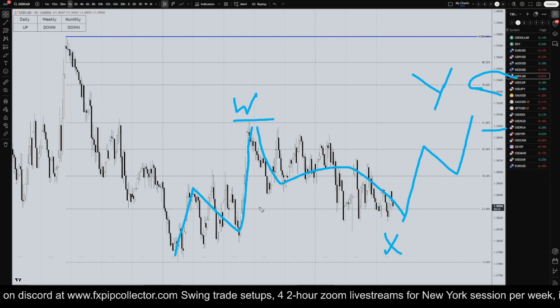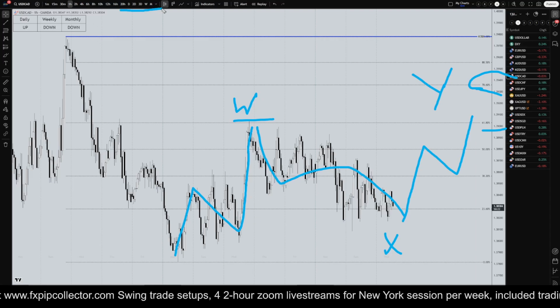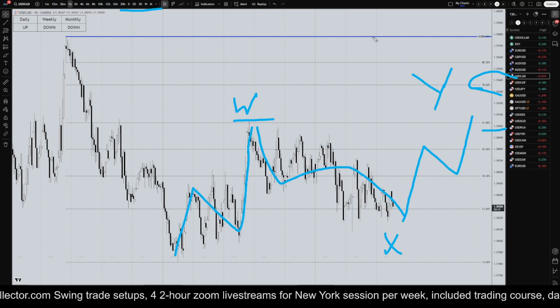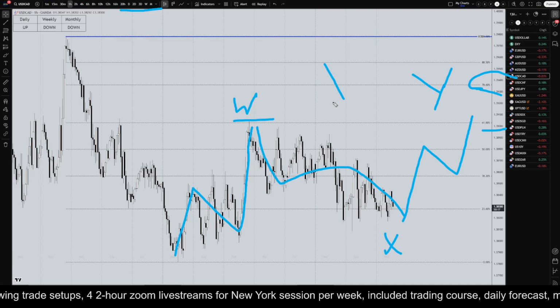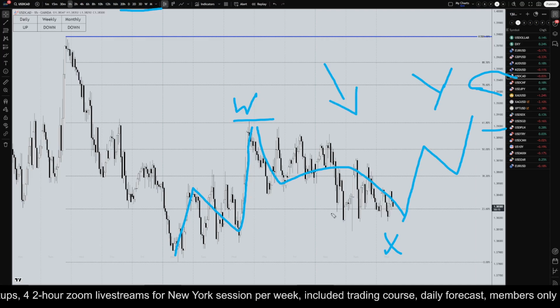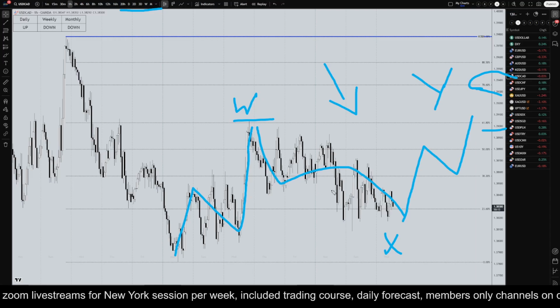But the problem with this analysis is it's going against the higher time frames, which means that at any point the higher time frame trend could continue down. And we do have some news coming out today, so just be aware of your higher time frame trends at all times.